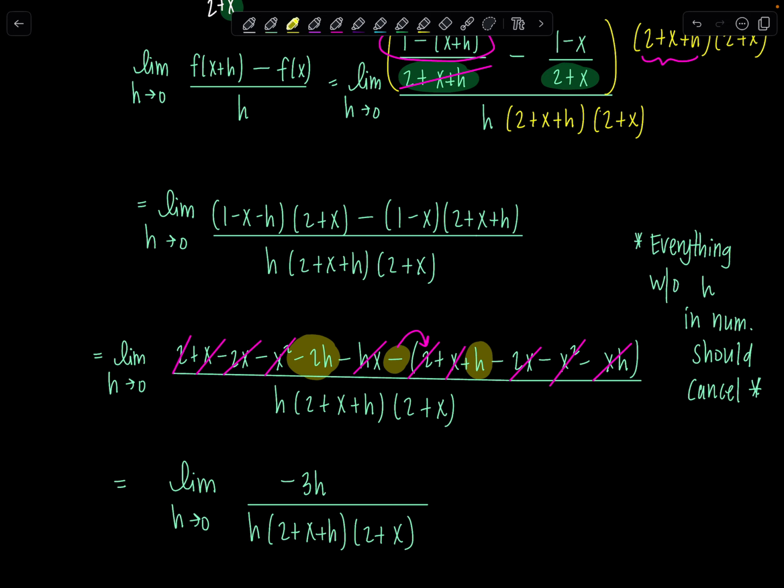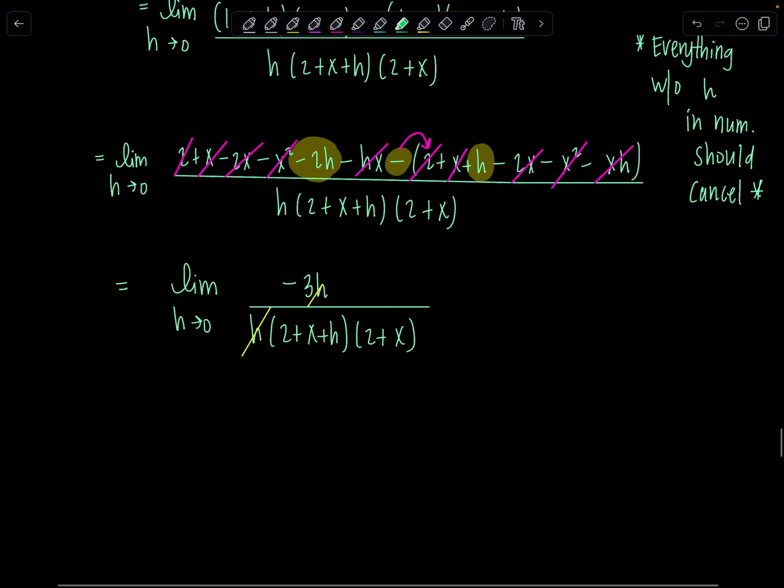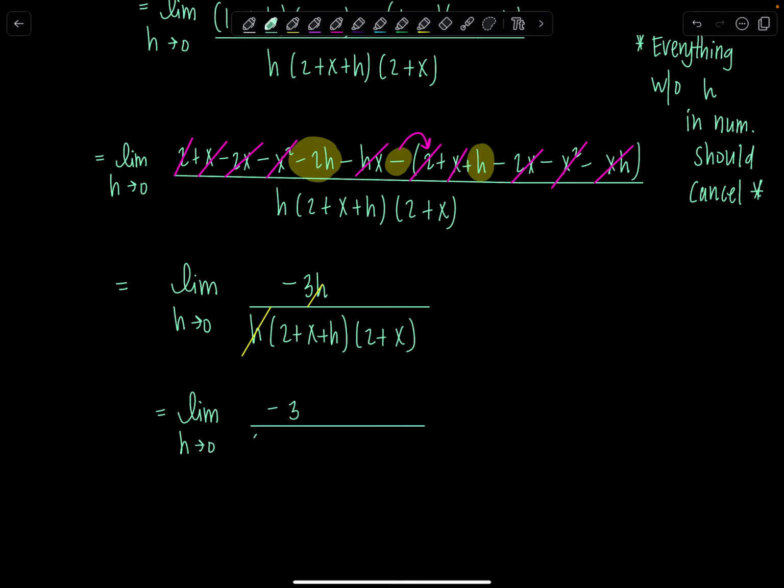So then at long last we can cancel out that h from the denominator, that h that's been there from the get-go. Your goal is to make that guy cancel. And now we should be in a place where we can evaluate this limit. So it's the limit as h approaches 0 of negative 3 over 2 plus x plus h times 2 plus x.